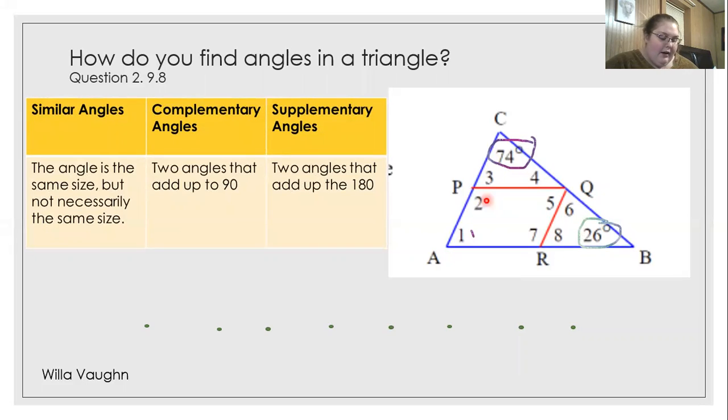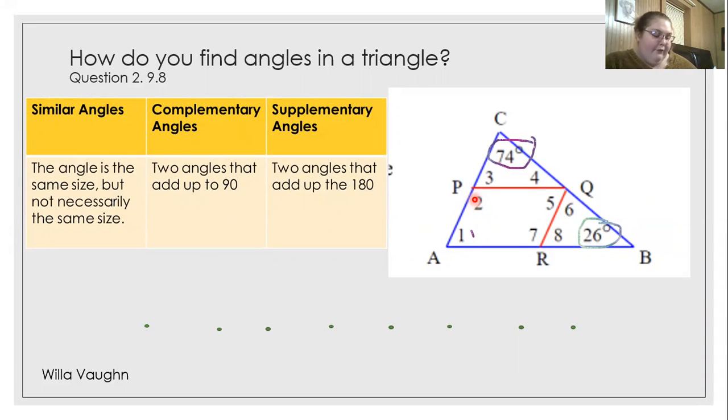They are supplementary. I'm sorry. First, we have to do angle 3 and angle 8, because those are going to be corresponding to angle 1. So that makes angle 3 and angle 8 80 degrees as well. So going back to angle 2, if you take angle 3 and subtract it from 180 degrees, you get 100 for angle 2. So angle 2 is 100 degrees.